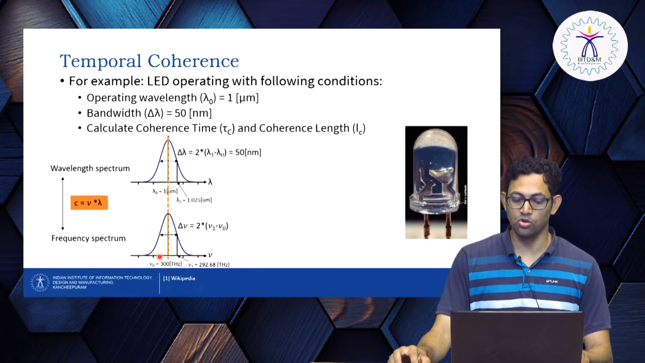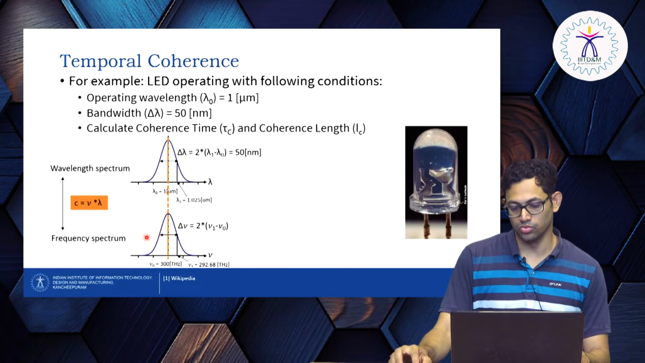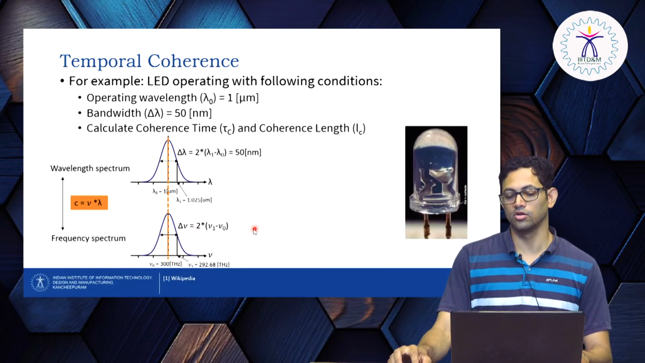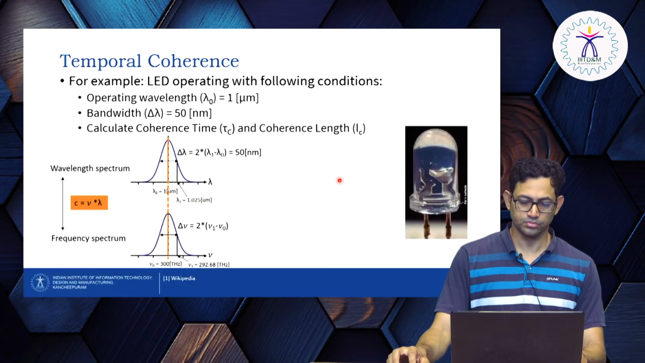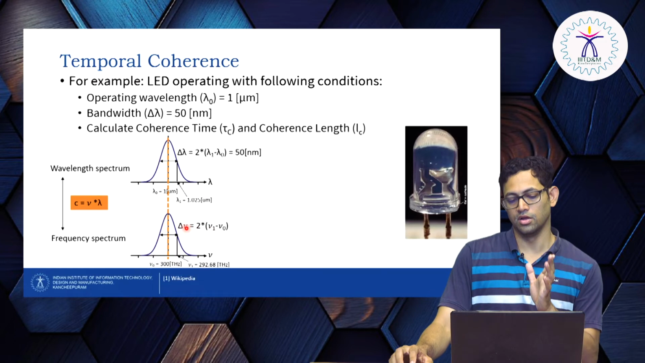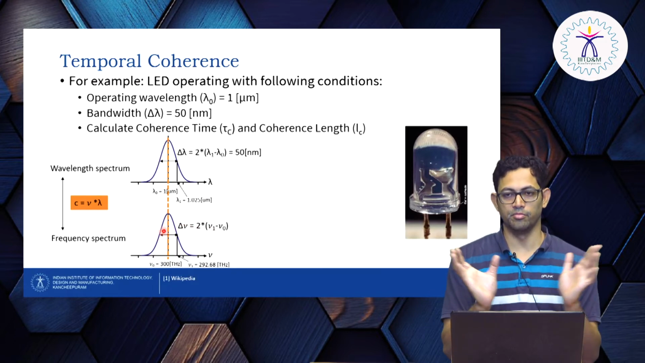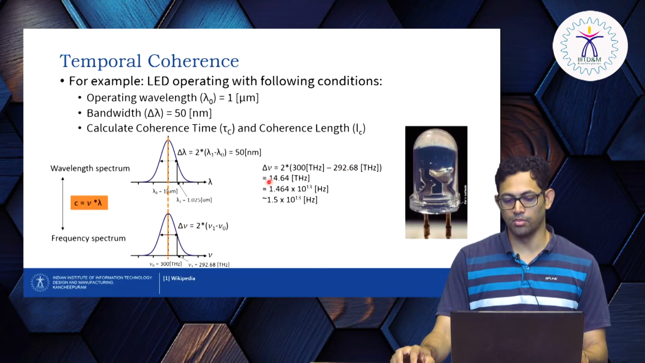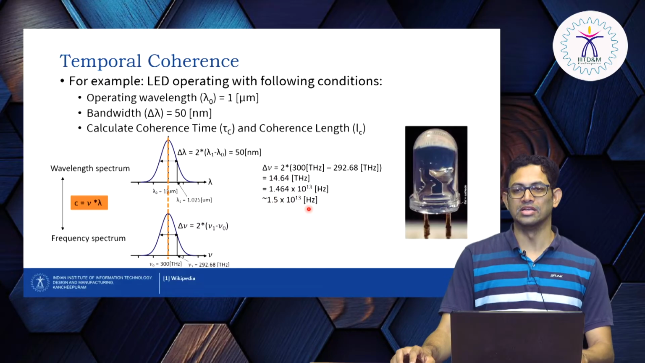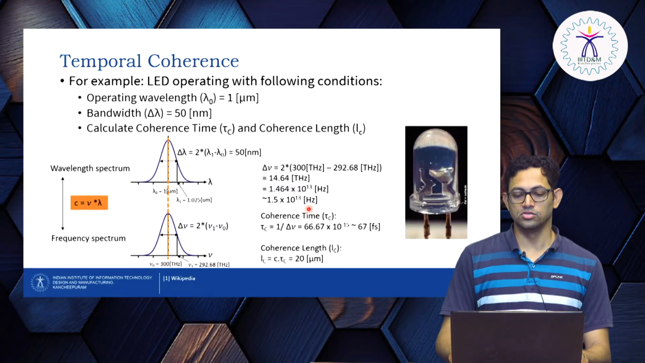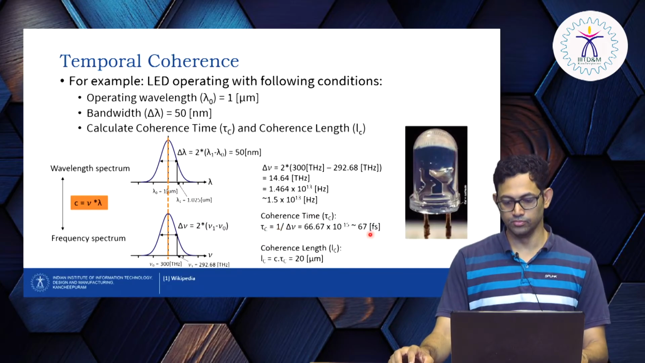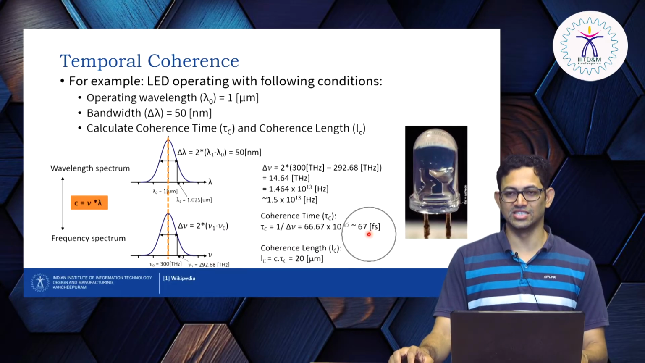And similarly there is one more value over here on the left hand side. So what is the delta nu? Delta nu is nothing but 2 times V1 minus V0. That is not the spectral width, but the frequency bandwidth. If you calculate both, you will find that your delta nu is around 1.5 times 10 power 13 hertz. You can take the inverse and find the coherence time. So what is the coherence time? Coherence time is around 67 femtoseconds.